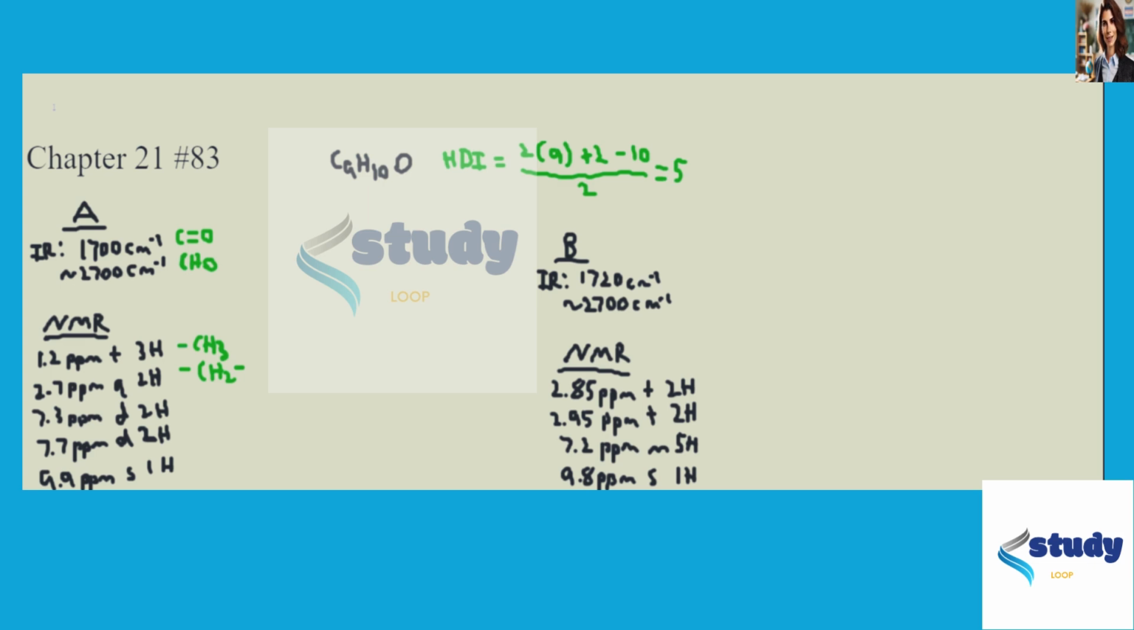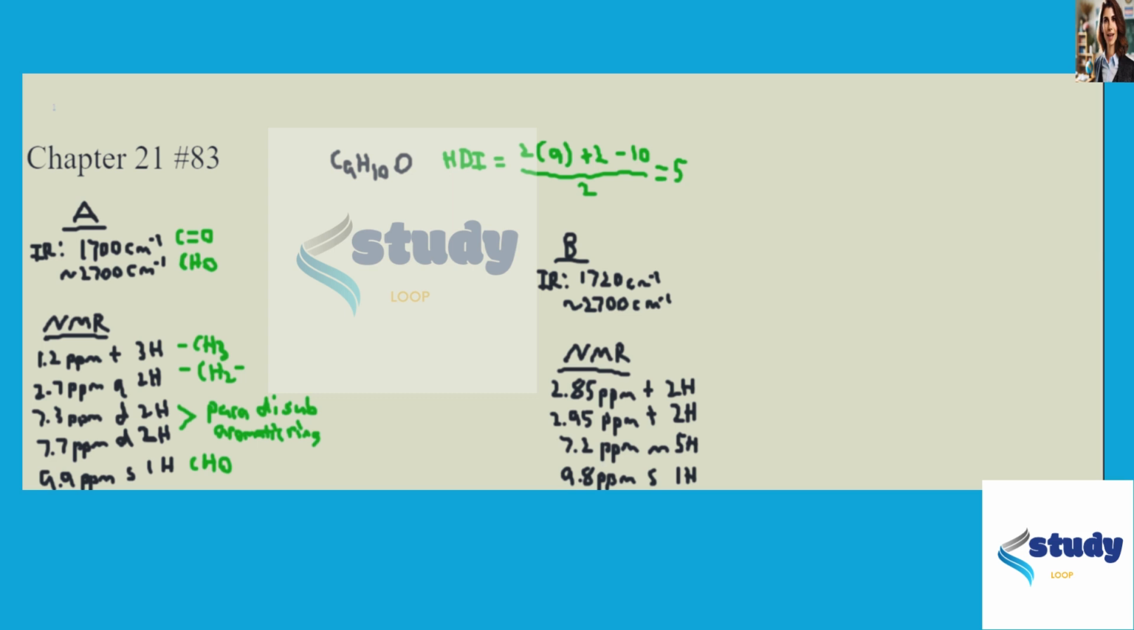The signals at 7.3 ppm and 7.7 ppm, each a doublet, each with an integration of 2. So this tells me that we have a para disubstituted aromatic ring. Okay, and our last signal, the 9.9 ppm singlet that integrates to 1, that is our aldehyde proton.